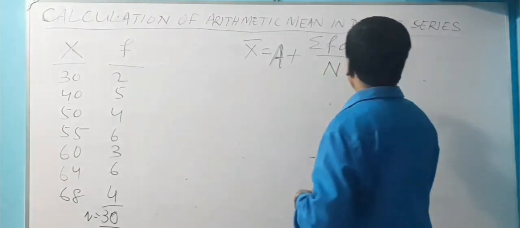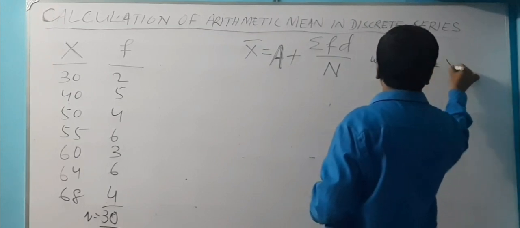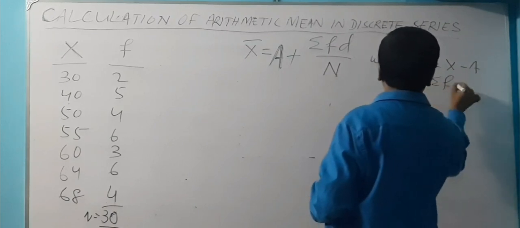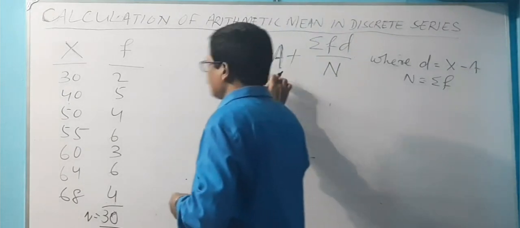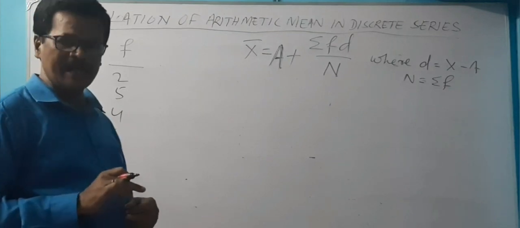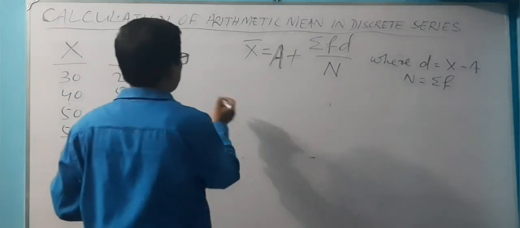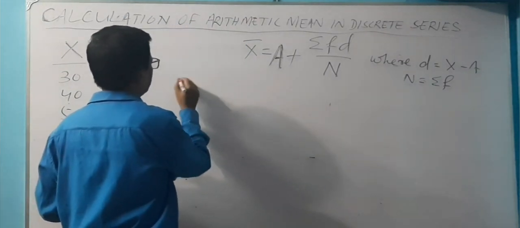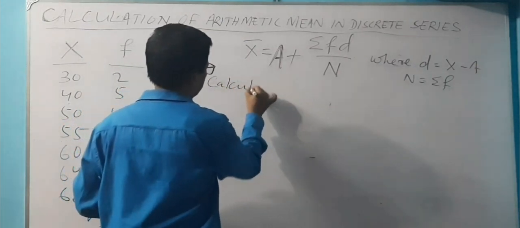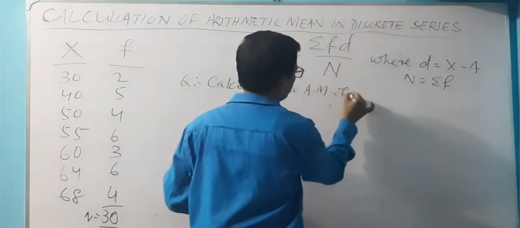Okay. Where d is equal to x minus a. n is equal to summation f. Now a means assumed mean. Again we have to take an assumed mean to calculate the arithmetic mean in shortcut method. Okay. Now for example, for the same question we will write: for example, there is a question like this: calculate the arithmetic mean of the following data.